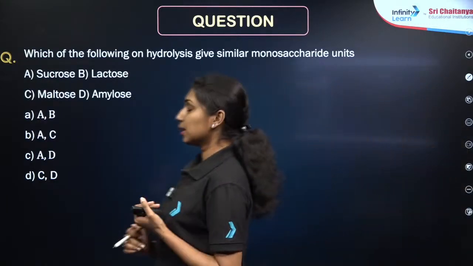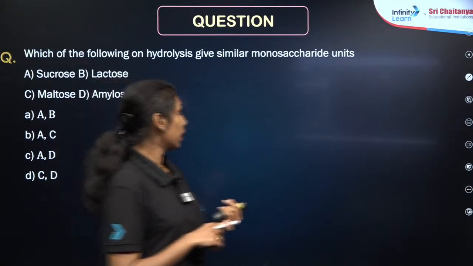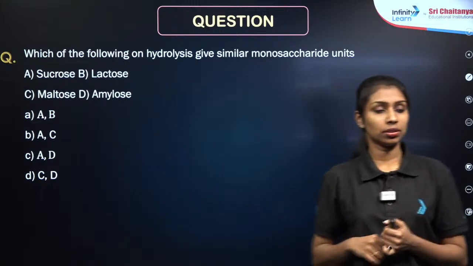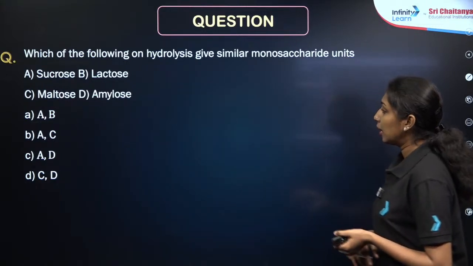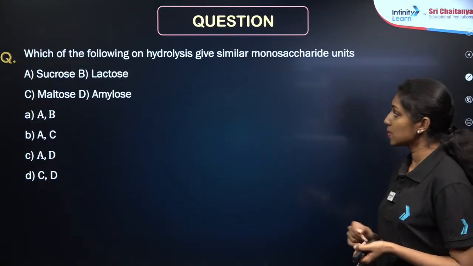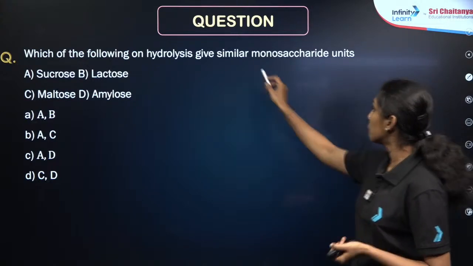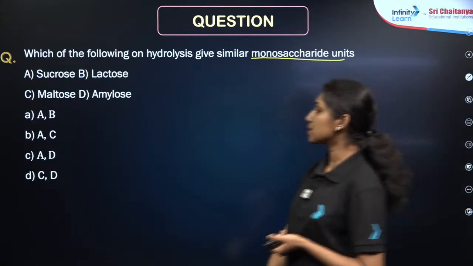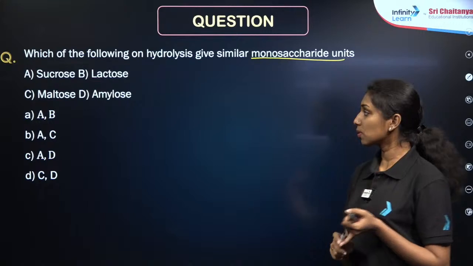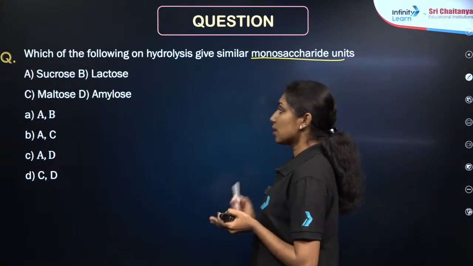Okay, here is the next question. The question is based on the topic carbohydrates. Which of the following on hydrolysis gives similar monosaccharide units? Similar monosaccharide units. The options given here are sucrose, lactose, maltose and amylose.